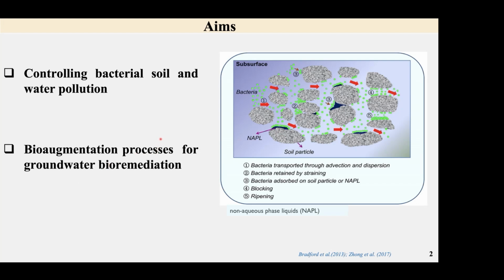Bacteria transport mechanisms. Bacteria are transported through different mechanisms, including advection and dispersion, and straining, which is physical straining, or bacteria can be absorbed or attached to surfaces, or other surfaces such as contaminants in the soil, or bacteria can be blocked in the soil as a result of aggregation, or can be biologically attached or form clusters, called ripening.